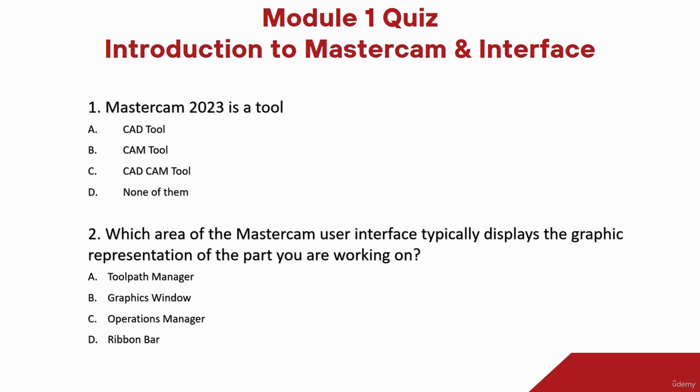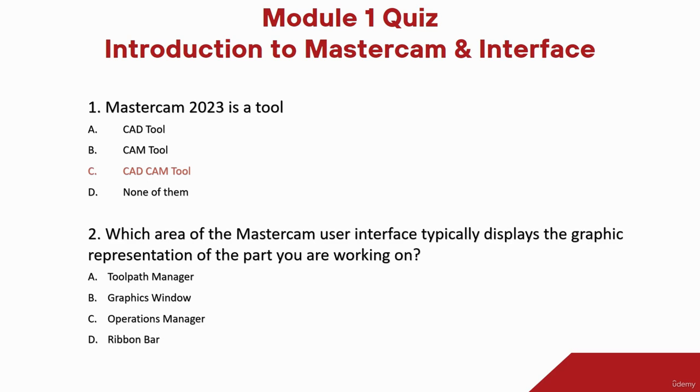Option A is CAD tool. Option B is CAM tool. Option C is CAD CAM tool. Option D is none of them. So the right answer to this question is option C, CAD CAM tool.